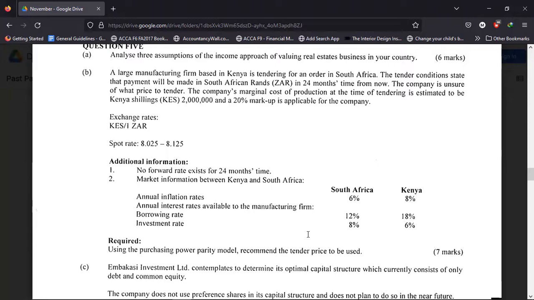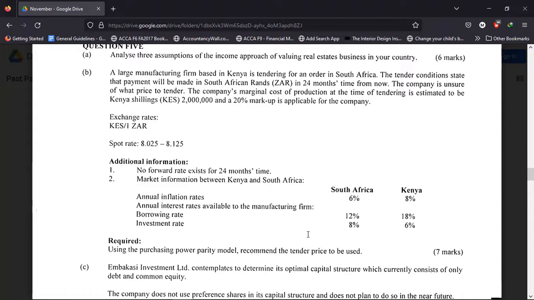Spot rate is given there. Additional information: no forward rate exists for 24 months' time. But we are also given information on the annual inflation rates between Kenya and South Africa, and the annual interest rates available for the manufacturing firm. We are given the borrowing and investment rates. 7 marks required. Using the purchasing power parity model, recommend the tender price to be used.